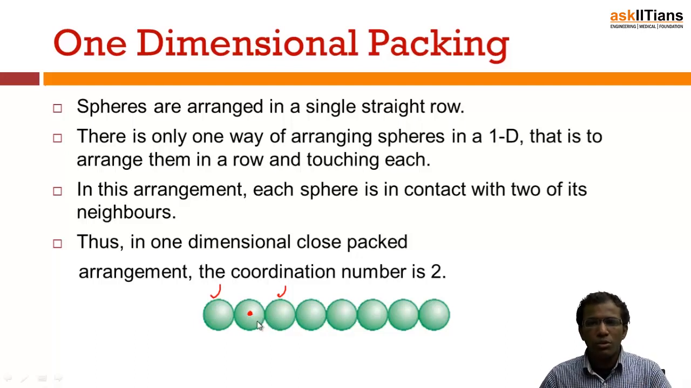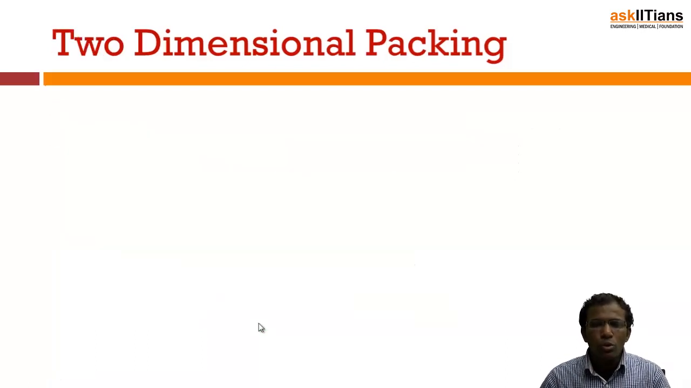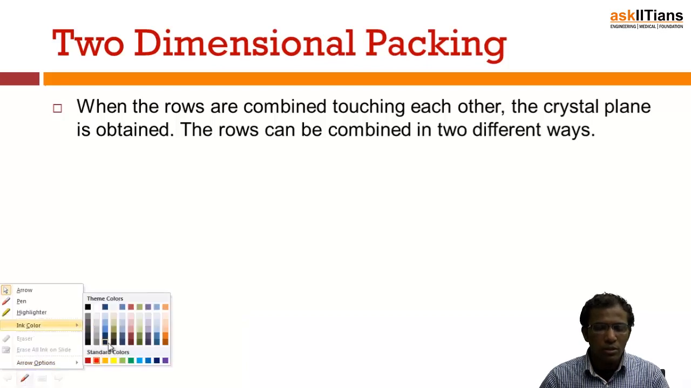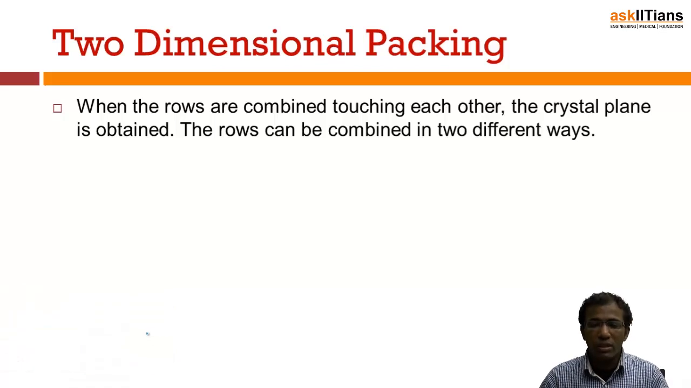So let's move to a bit more complicated packing, that is 2-dimensional packing. In 2-dimensional packing, there are two ways you can arrange the spheres. Let's see what those 2 different ways are.